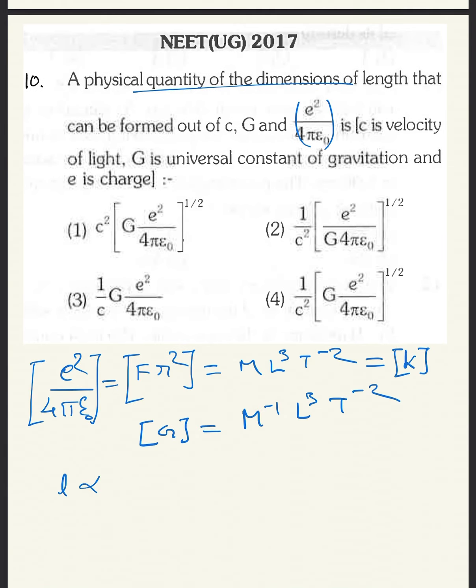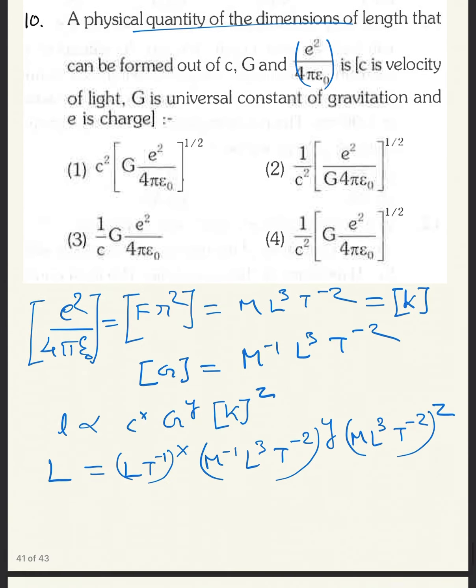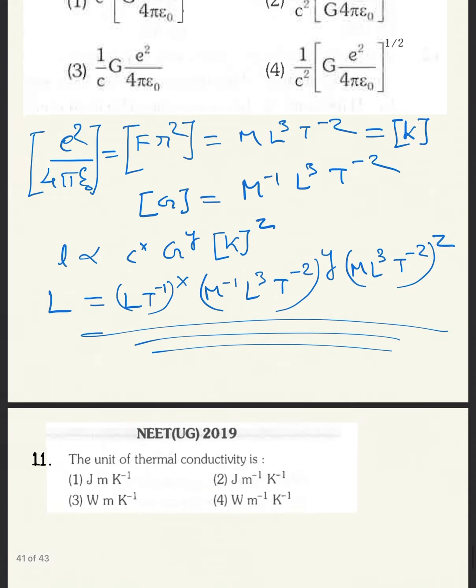So L is proportional to c to the power x, g to the power y, and this term k to the power z simply. Now we know the dimension formula on both sides will be same, so L is equal to lt minus 1 to the power x, g you know m minus 1 l cube t minus 2 to the power y, k you know this k we just found out, m l cube t minus 2 to the power z, right? Now just solve it, students, just solve it. This is not really big.